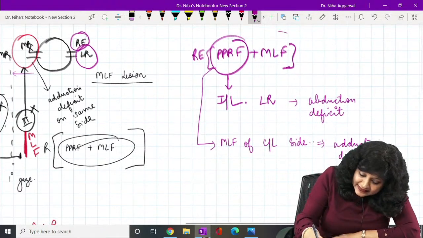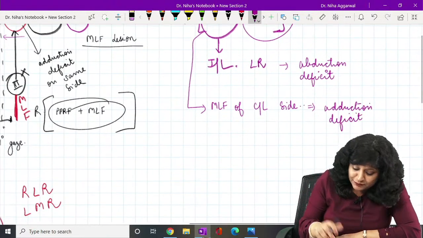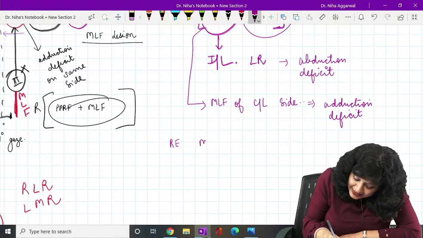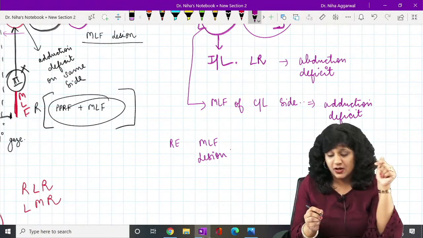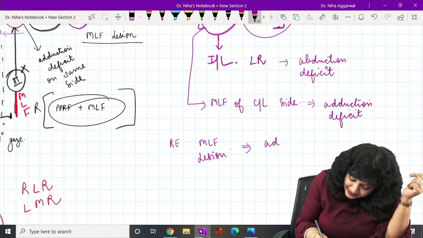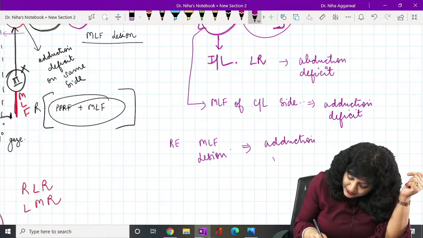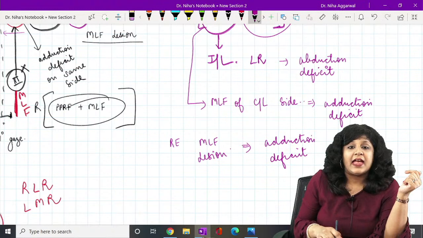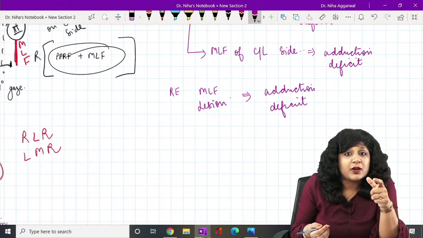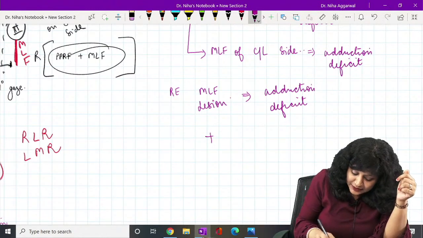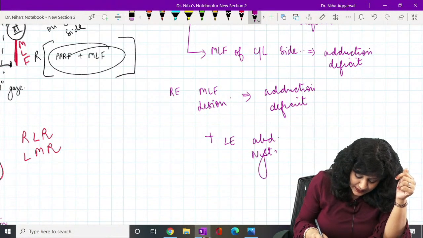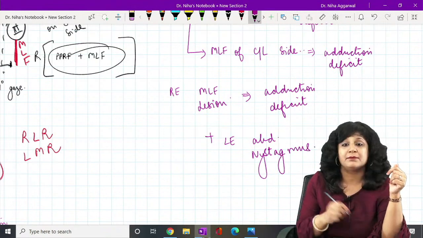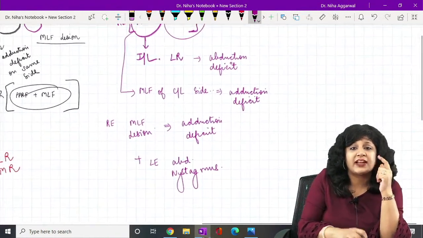Now we are saying that there is a MLF lesion. So if I am saying that there is a right eye MLF lesion, because medial longitudinal fasciculus is affecting the third nerve of the same side, this right eye will have the adduction deficit also, right eye adduction deficit. And what will happen due to the medial longitudinal fasciculus? Plus there will be left eye abduction nystagmus. Left eye abduction nystagmus.